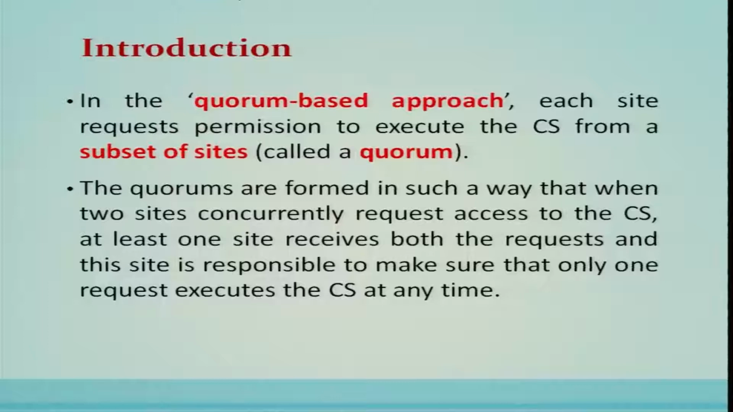So, the quorums are formed in such a way that when two sites concurrently request access to the critical section, at least one site receives both the requests, and this site is responsible to make sure that only one request executes the critical section at any point of time.